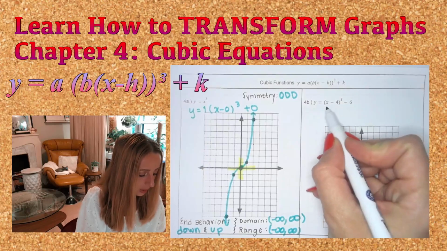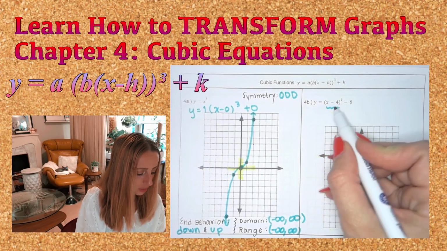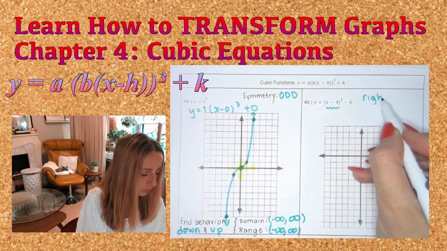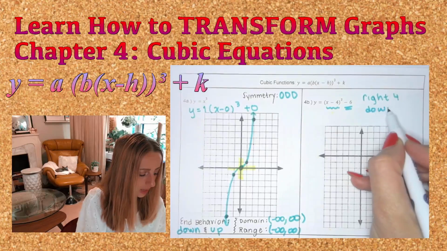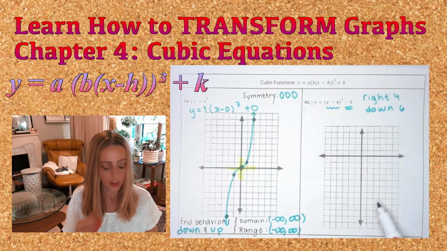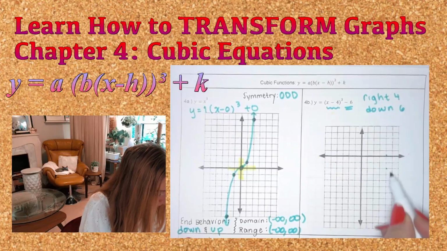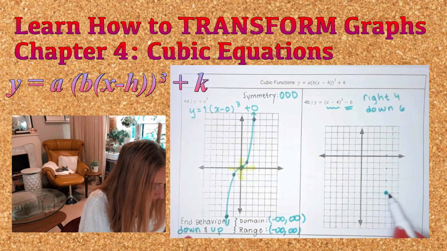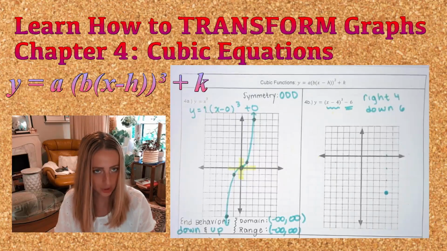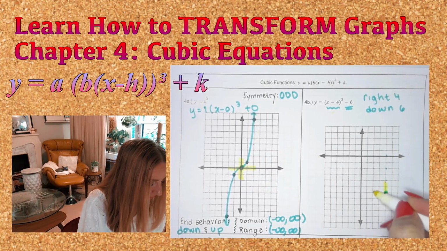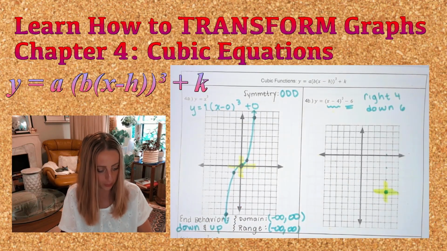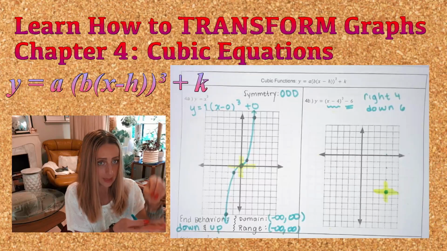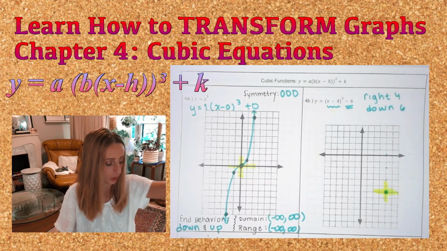Next, here I'm in the horizontal house, so that right there moves us to the right 4, and that moves us down 6. Nothing else has changed. Right 4, down 2, 4, 6. Nothing else has changed. The shape of the default standard cubic graph is the shape. This is where you plant your seed of your cubic, and it's going to grow from there.